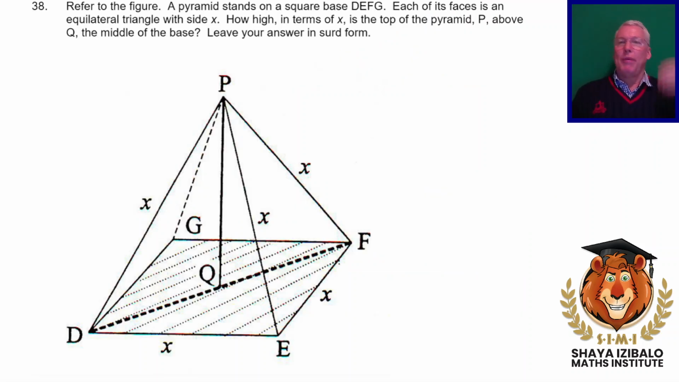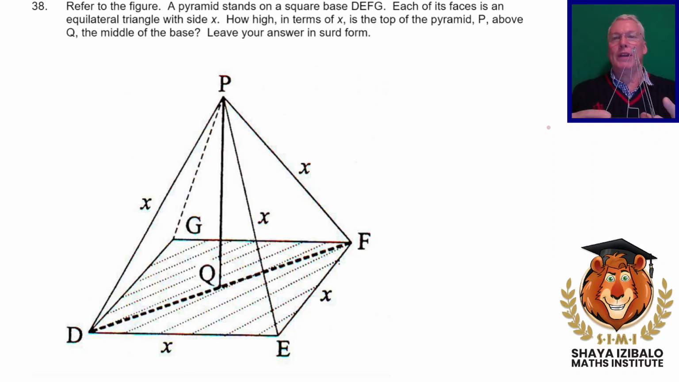The next one is number 38. And what we've got here is a pyramid. I've actually got a similar one over here, just as luck would have it. It's not exactly the same. The one I've got here has a triangular base rather than a square base. But it is very much the same idea.